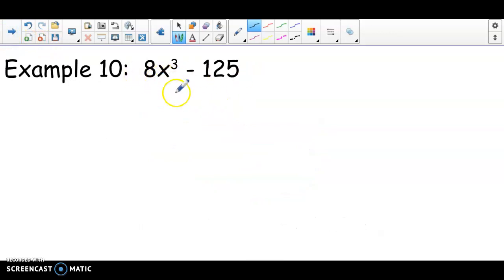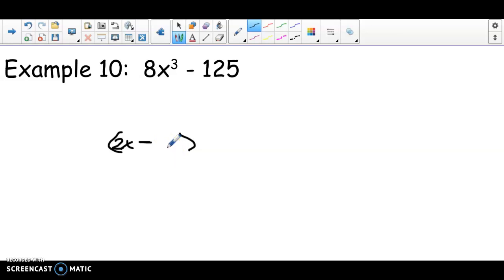I know both of these are perfect cubes. So I'm going to have my two sets of parentheses. In my first parentheses, I'm going to keep the sign, so it's going to be minus. The cube root of 8x cubed is 2x. The cube root of 125 is what? What's the cube root of 125?